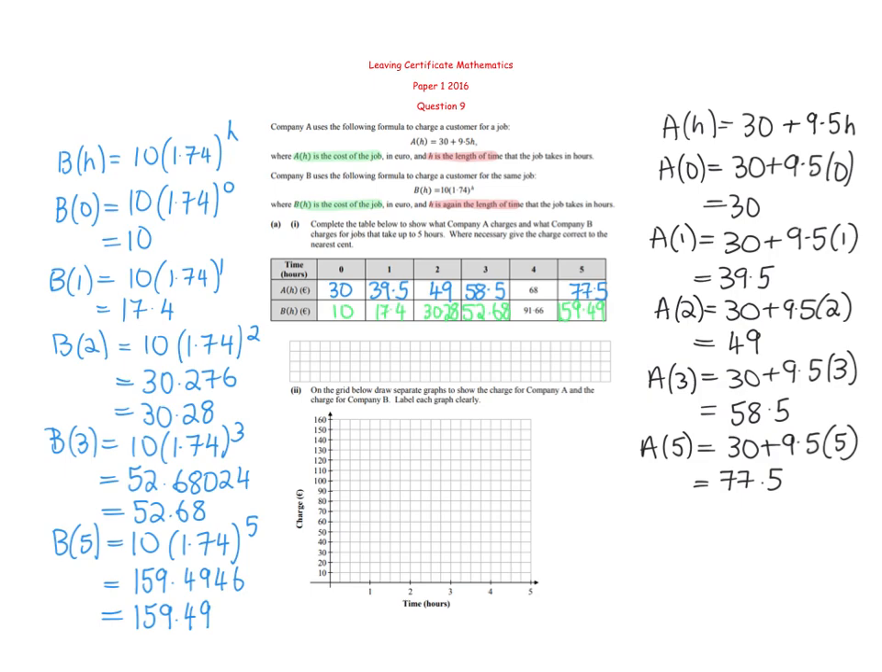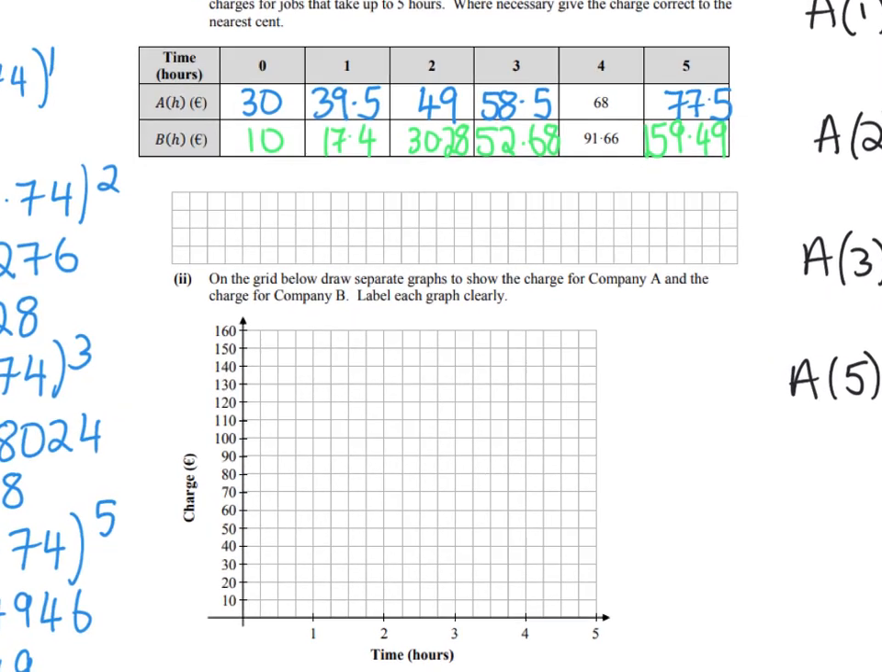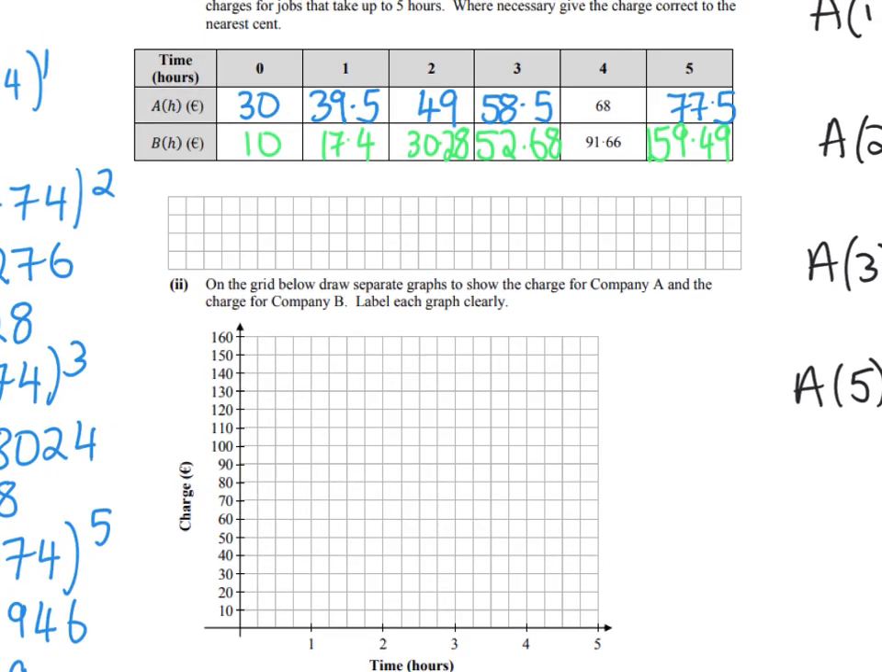charge for each company, A and B. Label each graph clearly. I'm going to zoom this in a bit so we can have a better chance of drawing a correct graph. I'm going to start with A of H, and I'm going to do that in blue. So 0 is 30, so that's going to be here. 1 is 39.5, so that's going to be approximately here.